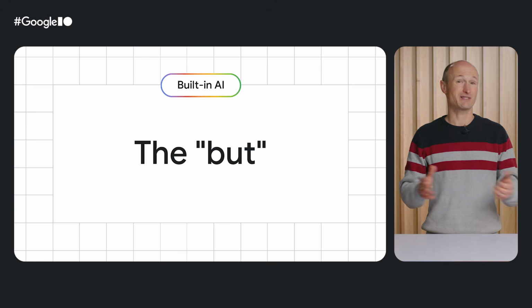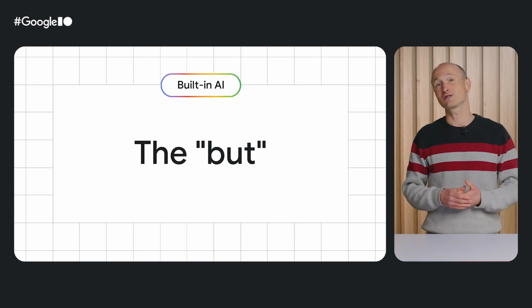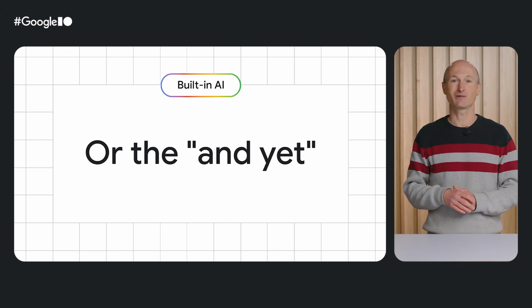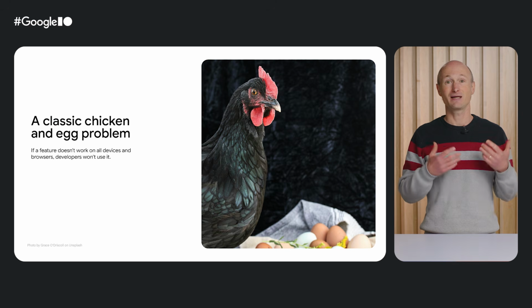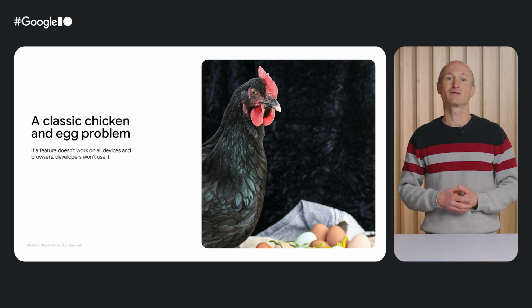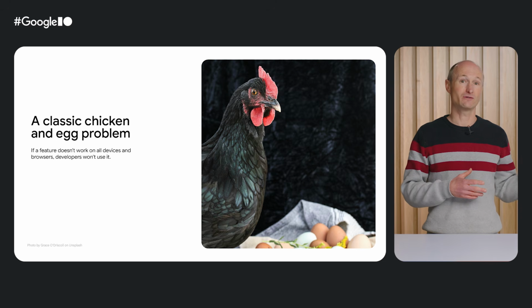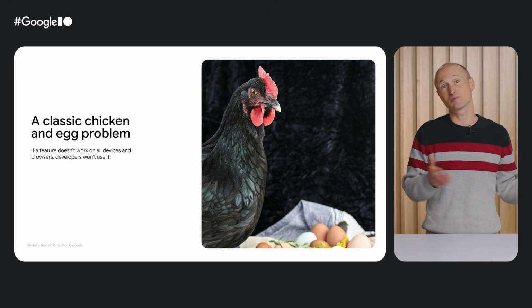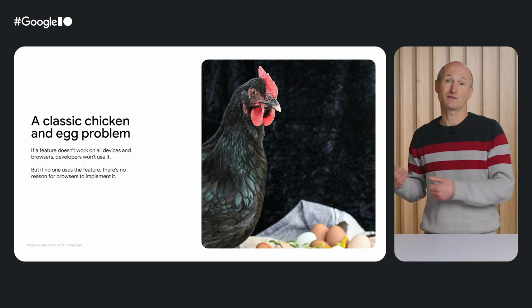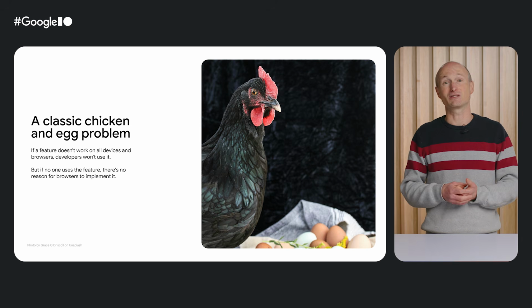This all sounds fantastic, right? But of course, there's always a but, or an and yet, if you take joy in misleading people by predicting your sentences like I do. The and yet here is the classic chicken and egg problem. If a feature doesn't work on all devices and browsers, developers won't use it. But if no one uses the feature, there's no reason for browsers to implement it. And this is where the Hybrid Software Development Kit comes in.